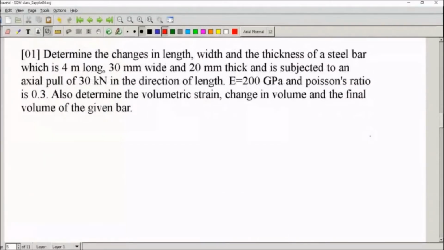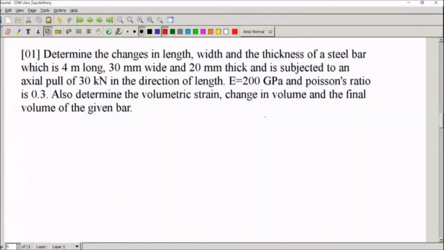Determine the changes in length, width and the thickness of a steel bar which is 4 meter long, 30 mm wide and 20 mm thick and is subjected to an axial pull of 30 kN in the direction of length. E is equal to 200 gigapascal and Poisson's ratio is 0.3. Also determine the volumetric strain, change in volume and the final volume of the bar.